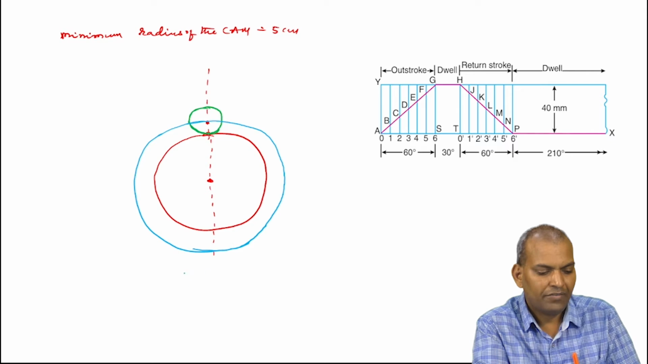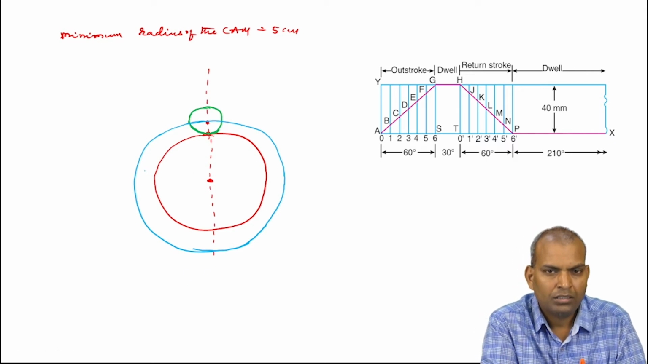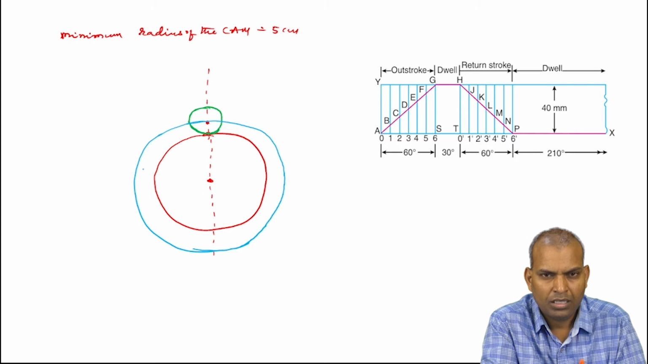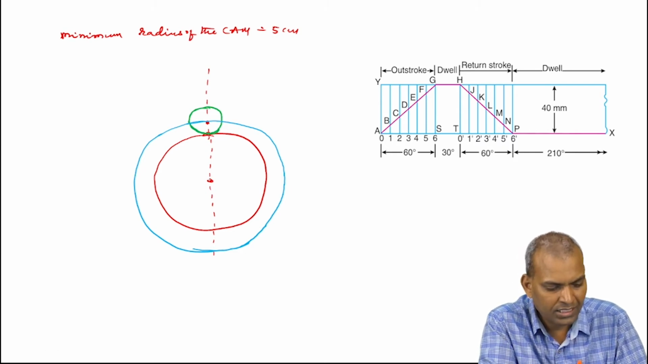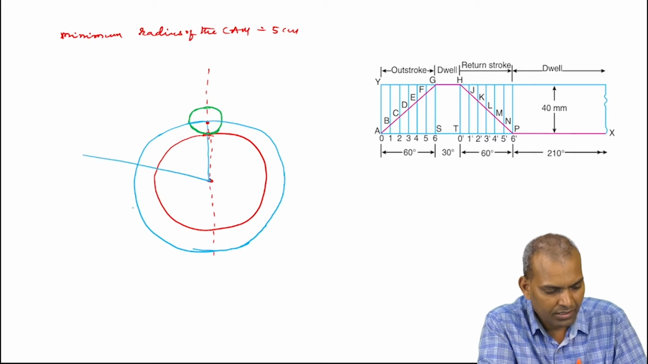Next, divide this prime circle into the parts of outstroke angle, dwell during outstroke, return stroke angle, and dwell during return stroke. So, what are the angles here? The outstroke angle is 60 degrees. This is the reference line, the reference axis. Make it 60 degrees.